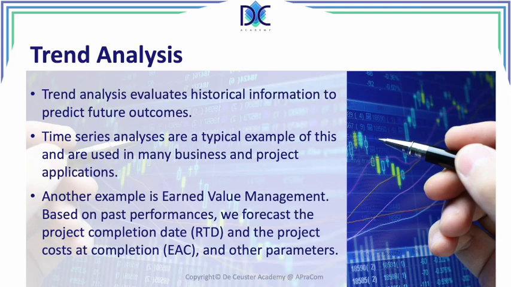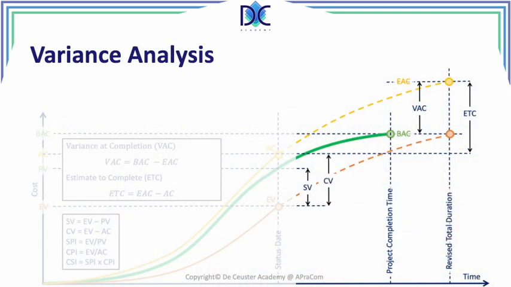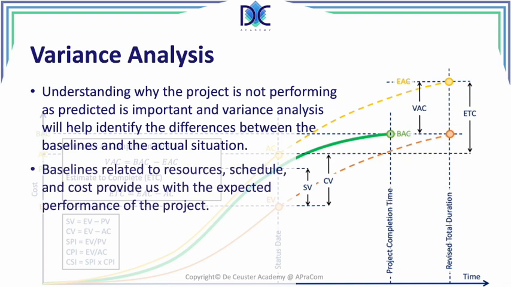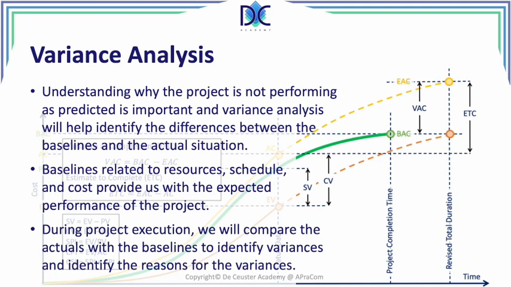We can also talk about variance analysis, and we want to understand why the project is not performing as predicted. Is this important to understand that? Variance analysis will help us to identify the differences between the baselines and the actual situation. Baselines related to resources, schedule, and cost provide us with the expected performance of the project. During project execution, we will compare the actuals with the baselines to identify variances and identify the reasons for these variances.